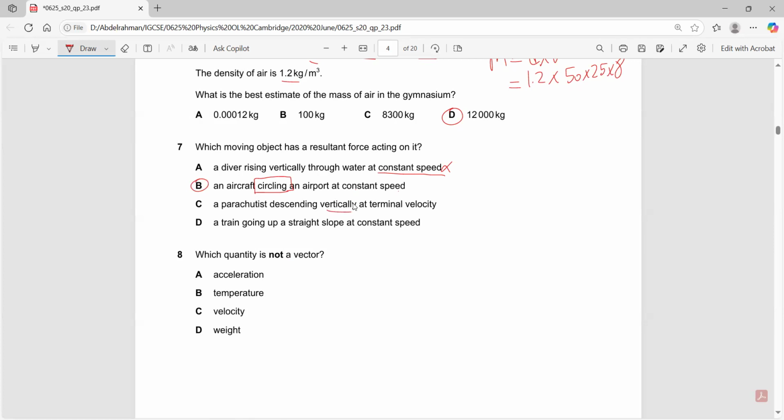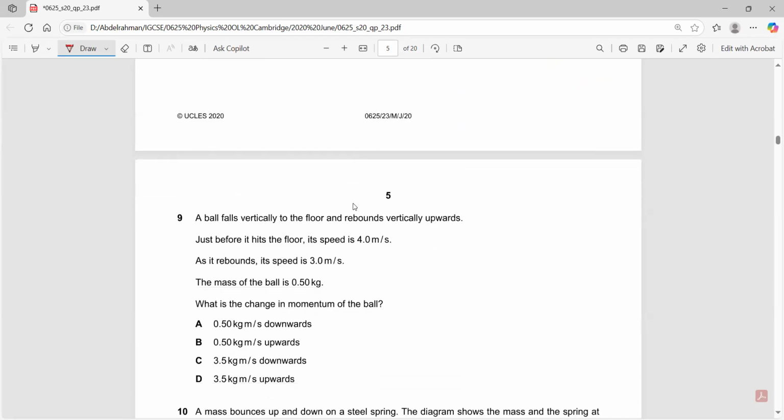If you're moving vertically or horizontally, in a straight line with a constant speed, like terminal velocity, then the resultant force would be 0. Which quantity is not a vector? Temperature. Yes, temperature is a scalar quantity.